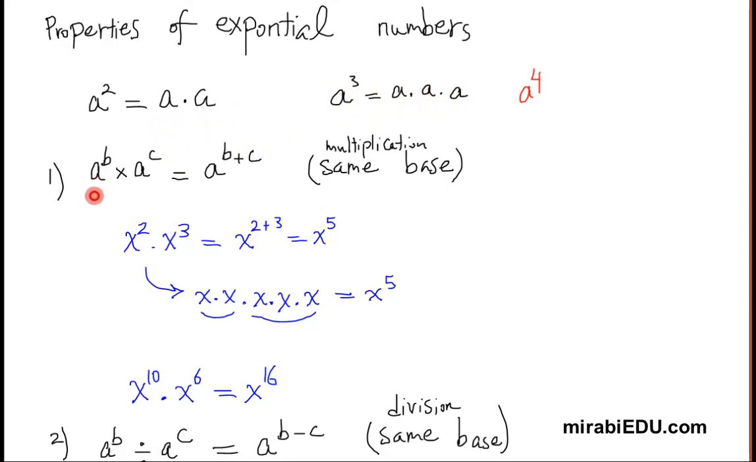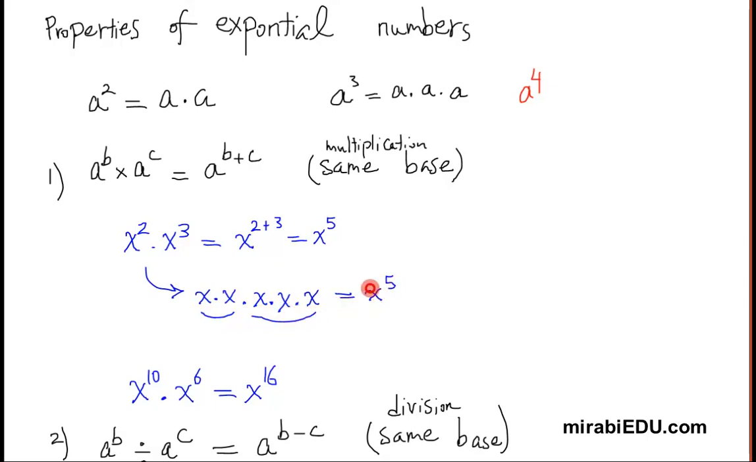Now, if you have two exponential numbers with the same base, we write the same base and add the powers. This is multiplication with the same base. For example, x squared times x cubed equals x to the 2 plus 3, or x to the 5. Why is it the case? Here is why. x squared means x times x, and x cubed means x times x times x. Therefore, we have x multiplied by itself 5 times, which means x to the 5th power.